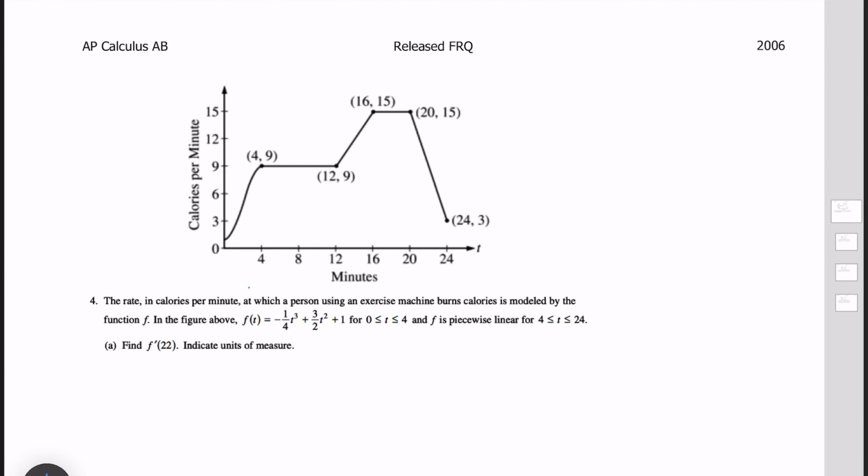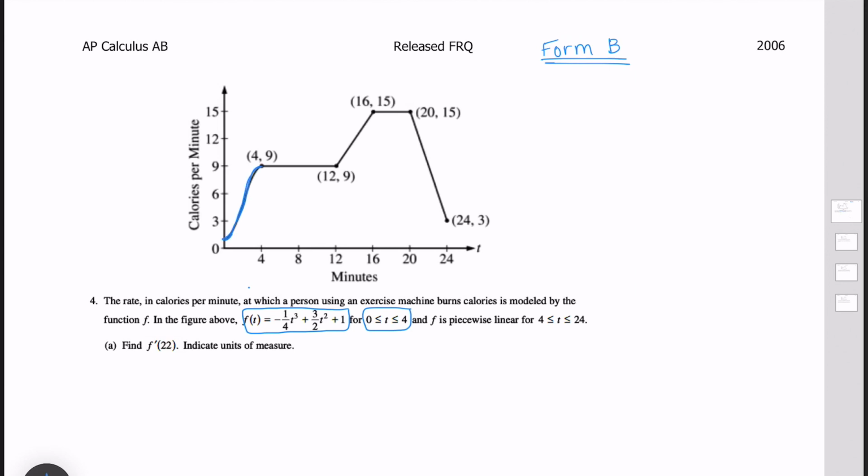In this video, we'll discuss a question from the 2006 free response questions, Form B. Number 4 says, the rate in calories per minute at which a person using an exercise machine burns calories is modeled by the function f. In the figure above, f of t equals, and they give us an equation here, which is true from 0 to 4. So that's for this piece of graph right here.